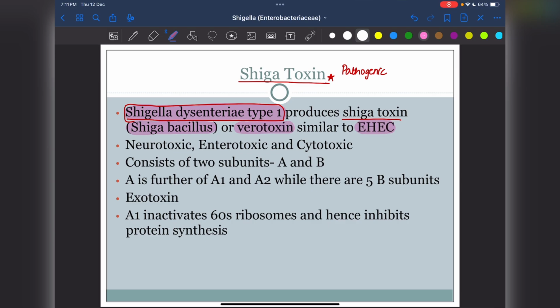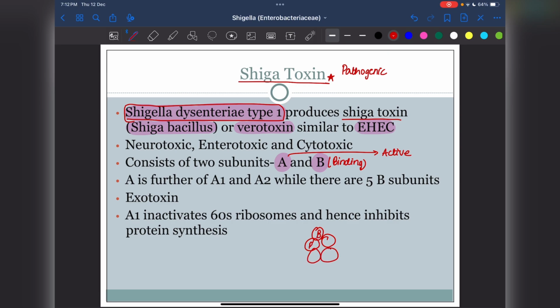What is EHEC? Enterohemorrhagic E. coli. We are going to study about E. coli in the next video, so please be ready for that and do comment if there is any specific video that you want. Okay, and this Shiga toxin is neurotoxic, enterotoxic as well as cytotoxic because of its toxigenic nature. It consists of two subunits, subunit A and subunit B, and B is generally for binding and A is generally the active unit. The toxin is arranged in this form.